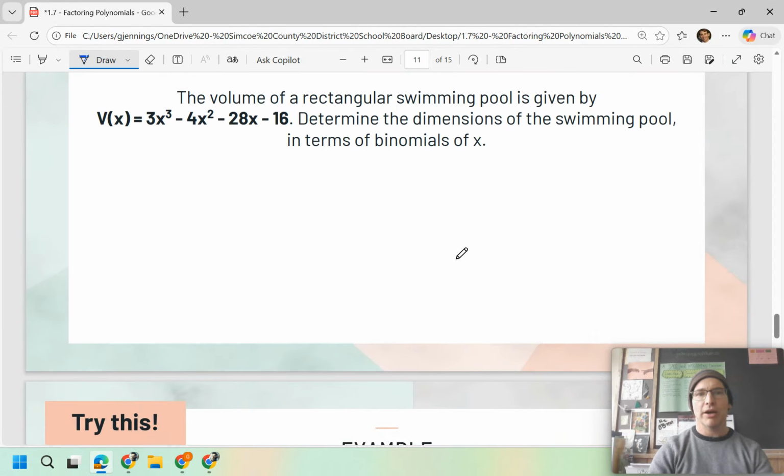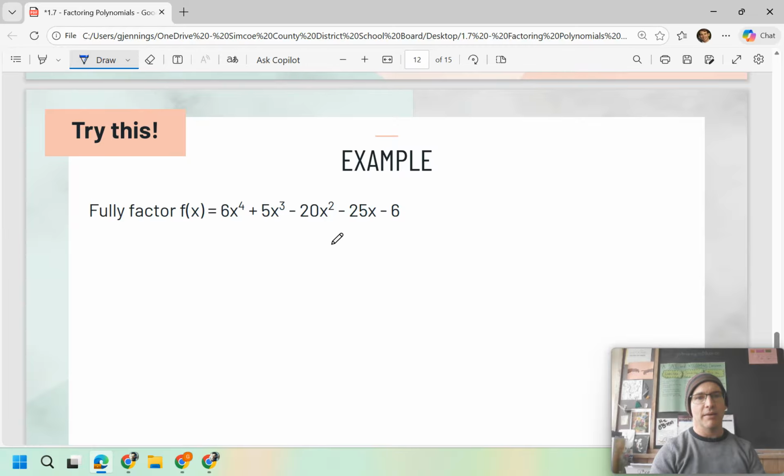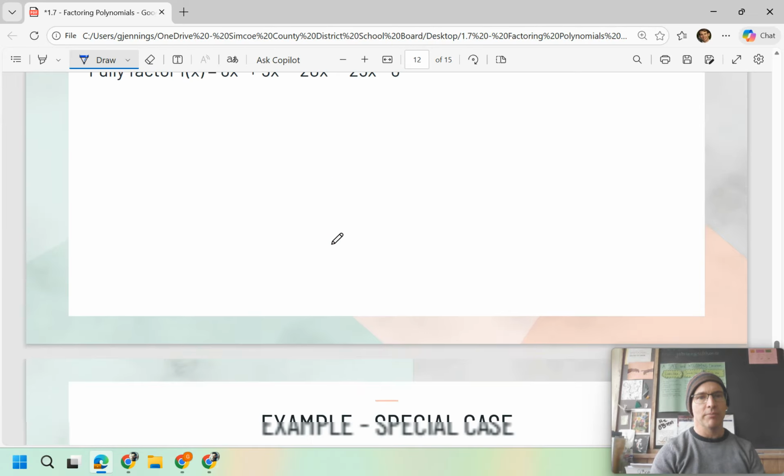Boom. All right, so this one here, if you were given this type of problem, it's very similar, so I'll show a solution later. But if we were told that the volume of a pool is equal to this cubic function, and you wanted to find the dimensions of the pool in terms of binomials of x, you would factor it. Find out what they are. Okay, we'll move on, but I will show you a solution in just a moment. And then, fully factor this one. Another example.